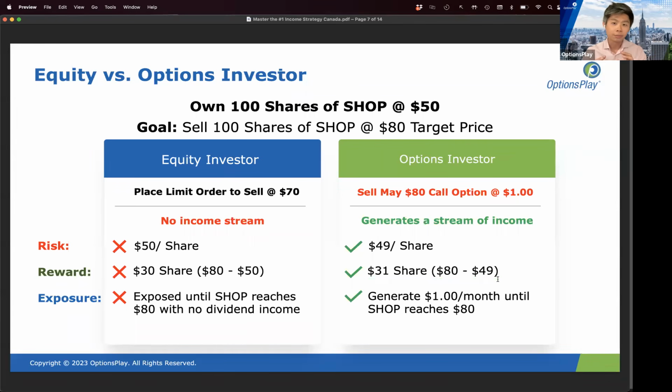Now, I will say that I haven't been 100% accurate in my representation between limit orders and covered calls, because I think up till now I've compared them as if they're identical, and the only difference is that one you get paid and the other one you don't.